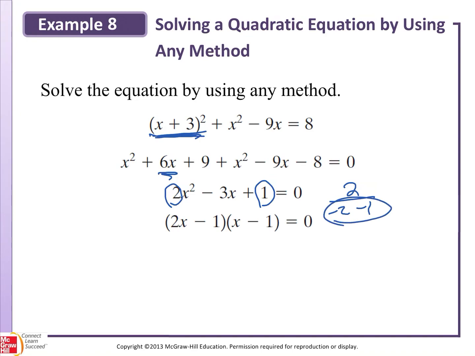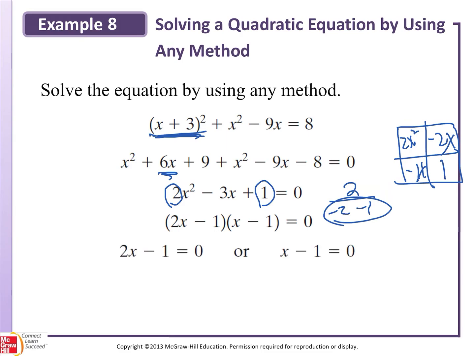If you put it in the box, you would be doing 2x squared minus 2x minus 1x plus 1. That'd be how you'd factor it in the box. All right, so our two answers are positive 1/2, because this is equal to 0, or positive 1.